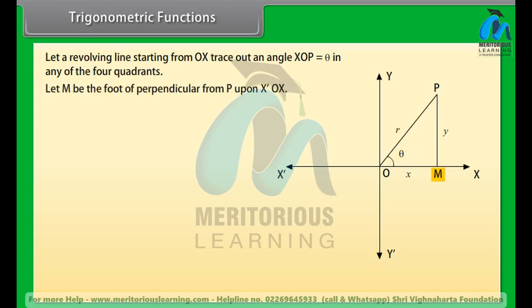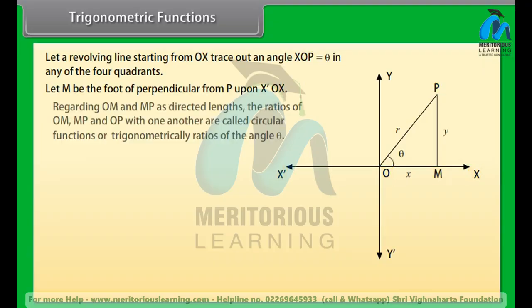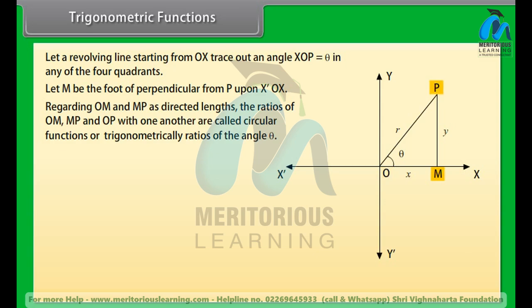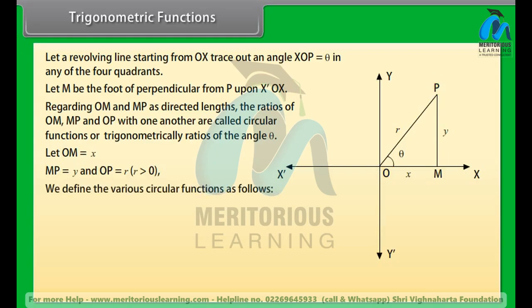Let M be the foot of perpendicular from P upon X'OX. Regarding OM and MP as directed lengths, the ratios of OM, MP and OP with one another are called circular functions or trigonometric ratios of the angle theta. Let OM is equal to x, MP is equal to y and OP is equal to r, r greater than 0. We define the various circular functions as follows.